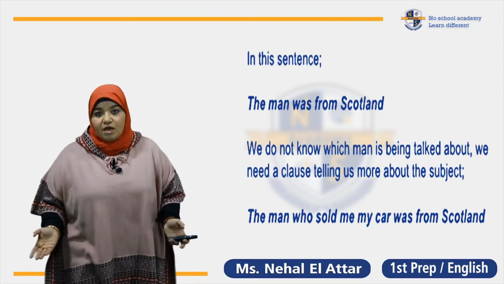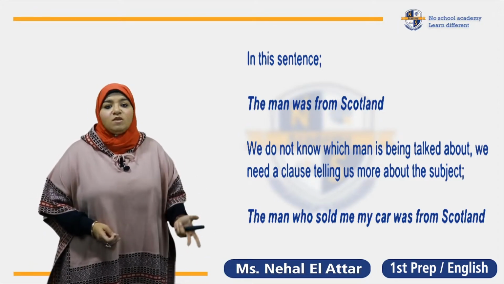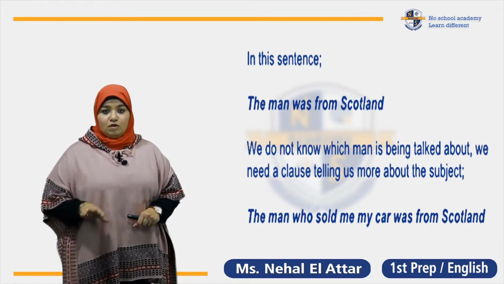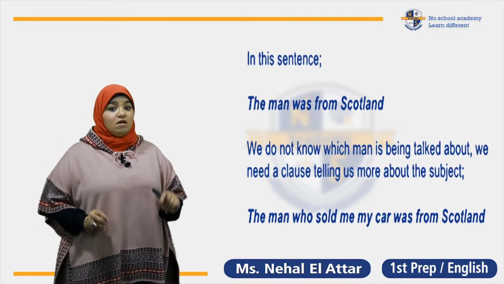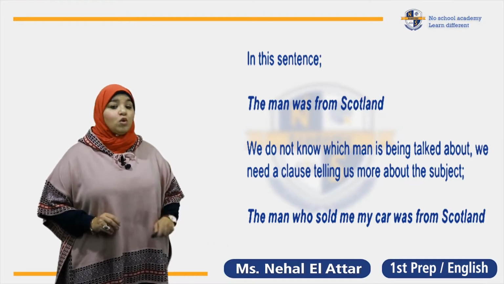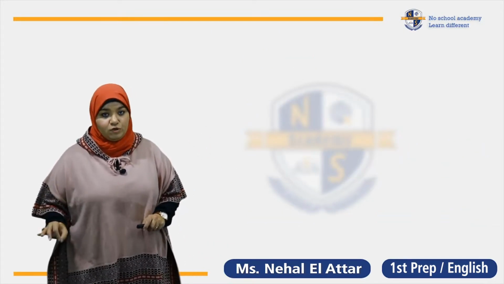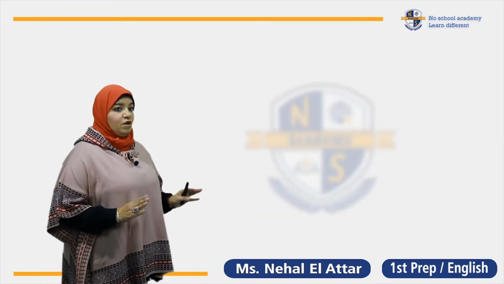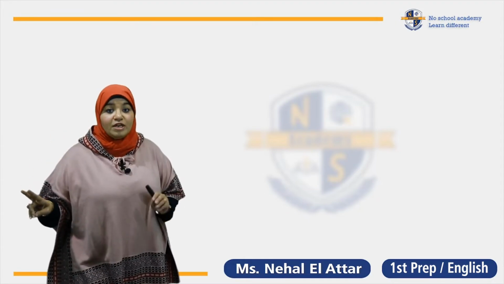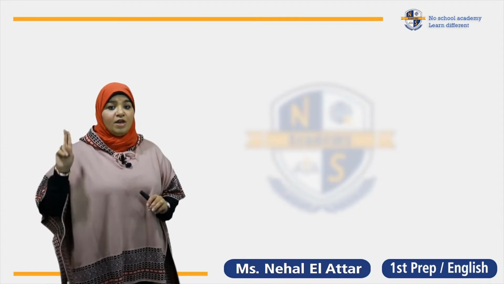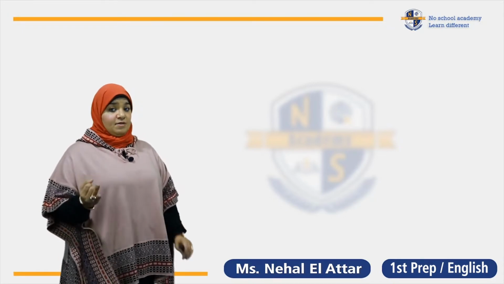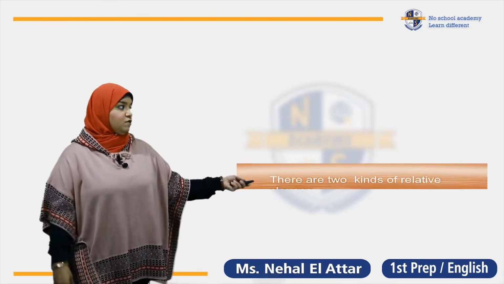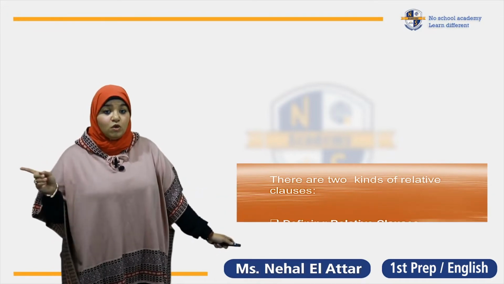What do you want to say? Which man, or who is the man that you are talking about? So here the information is essential, it's not extra, and this kind of clause is called a defining relative clause. So in front of you now, how many kinds of relative clauses do we have? Yeah, great, two types: the defining relative clauses and the non-defining relative clauses. Our main issue is what I've just told you.